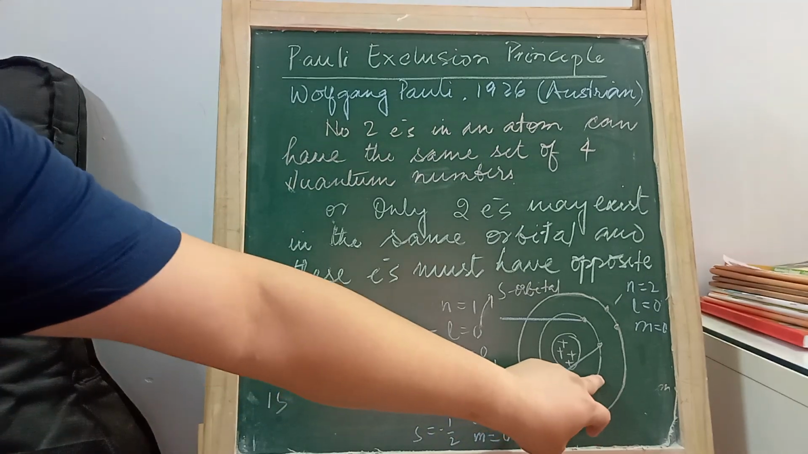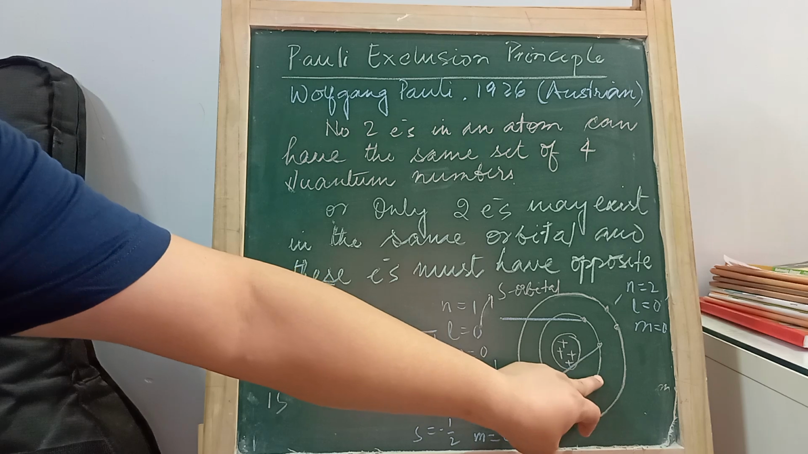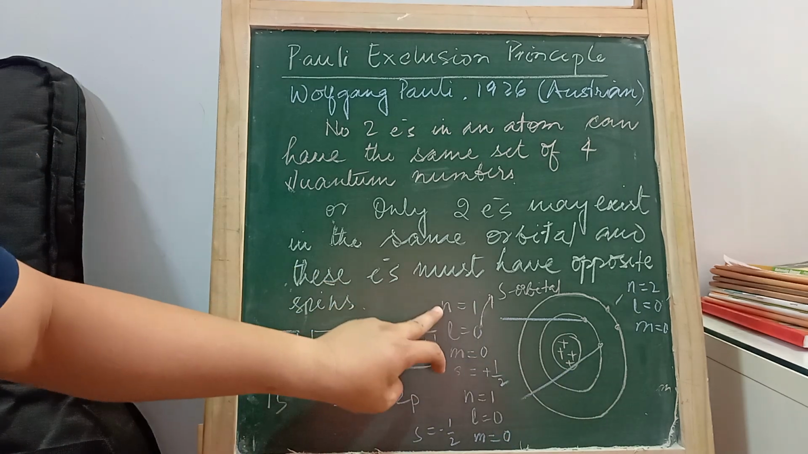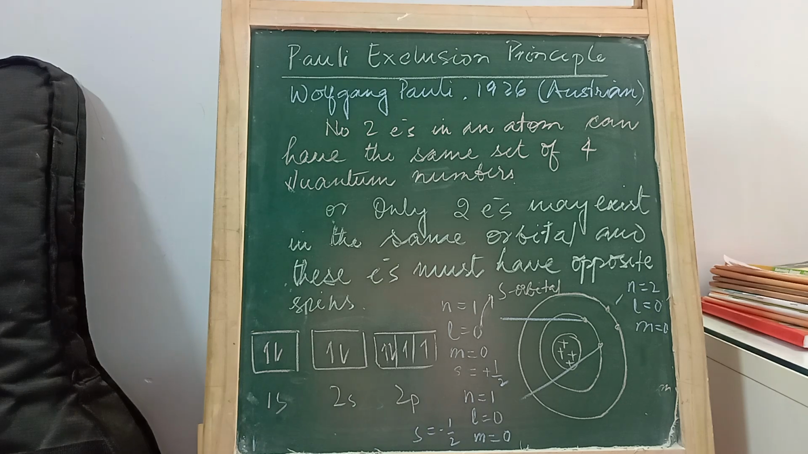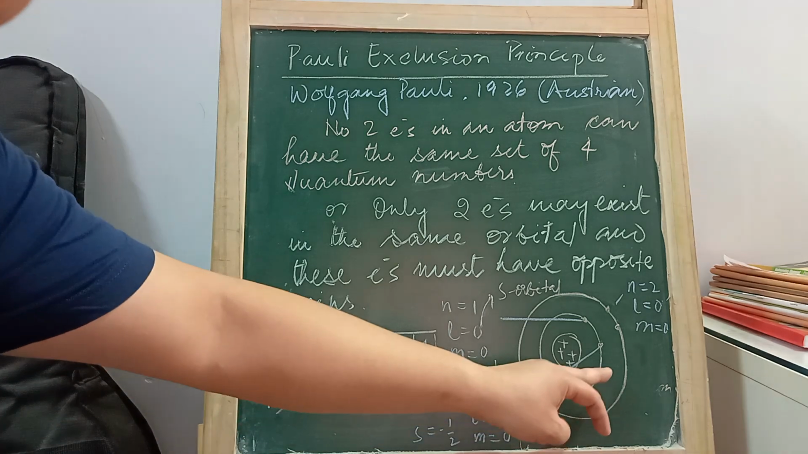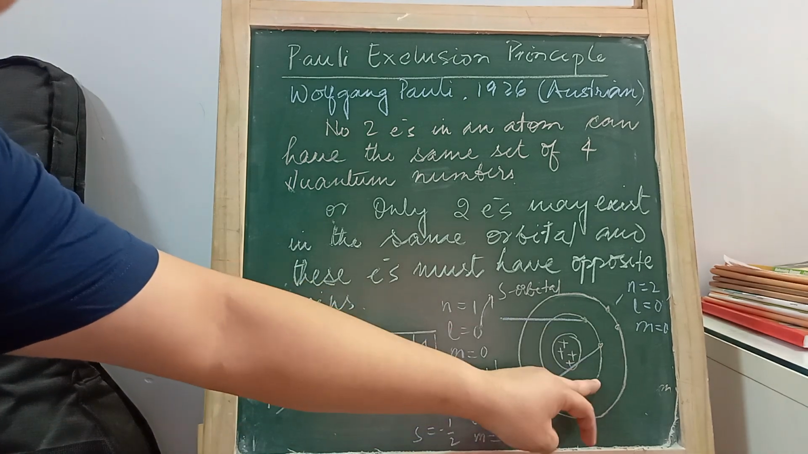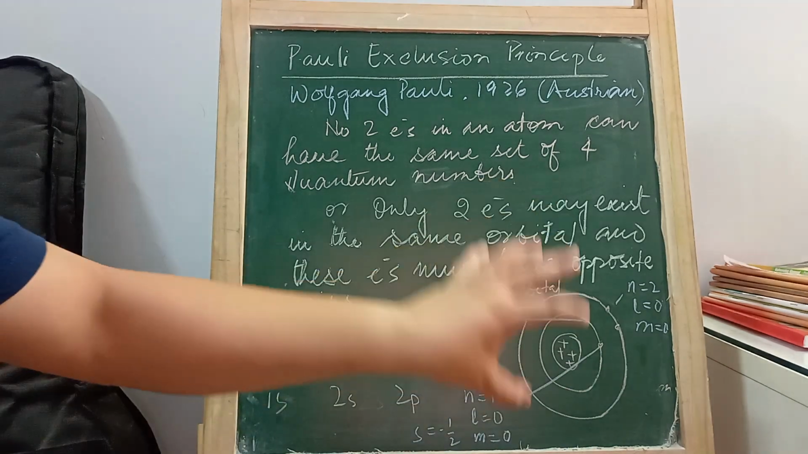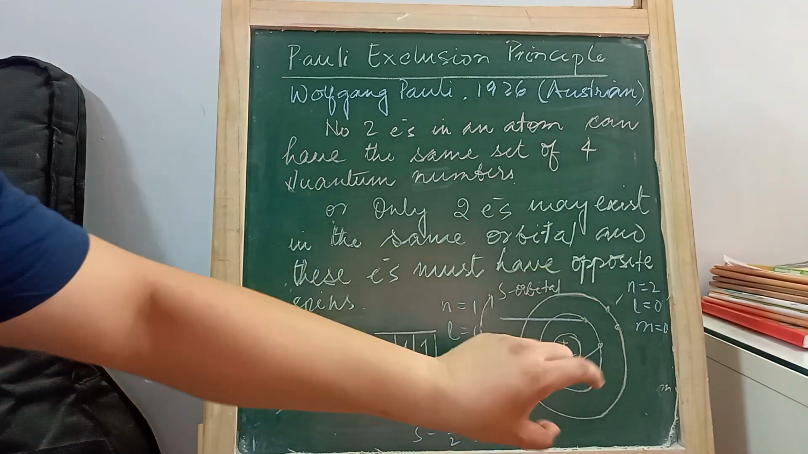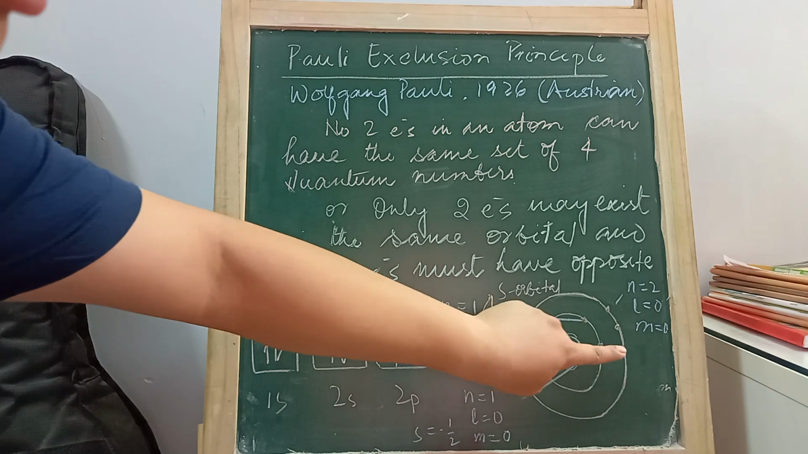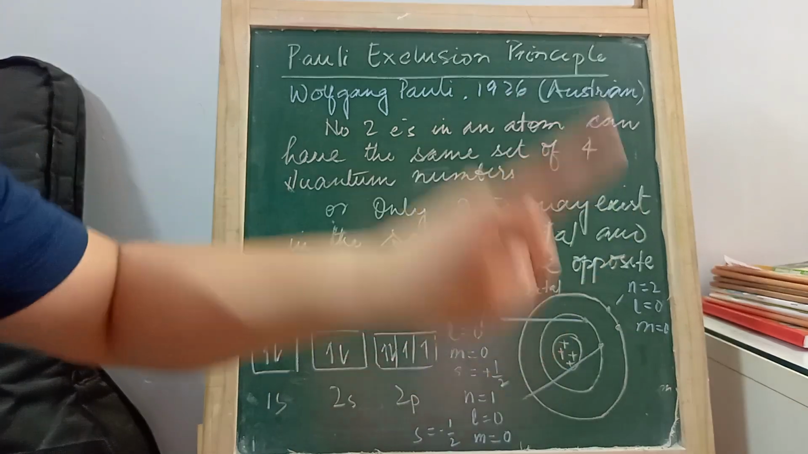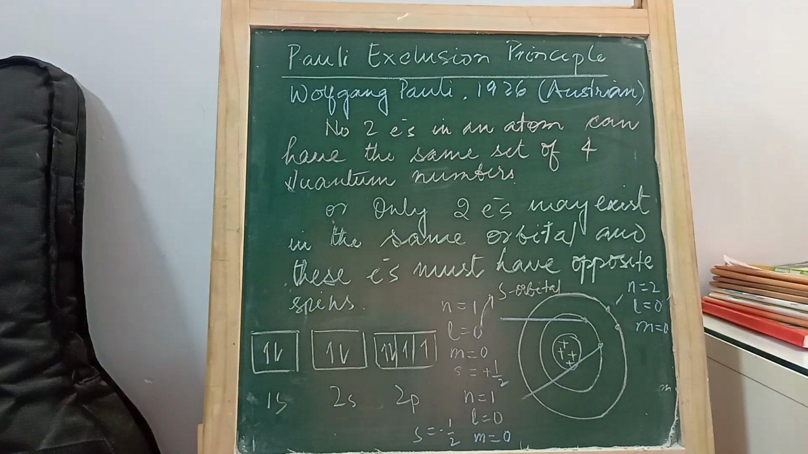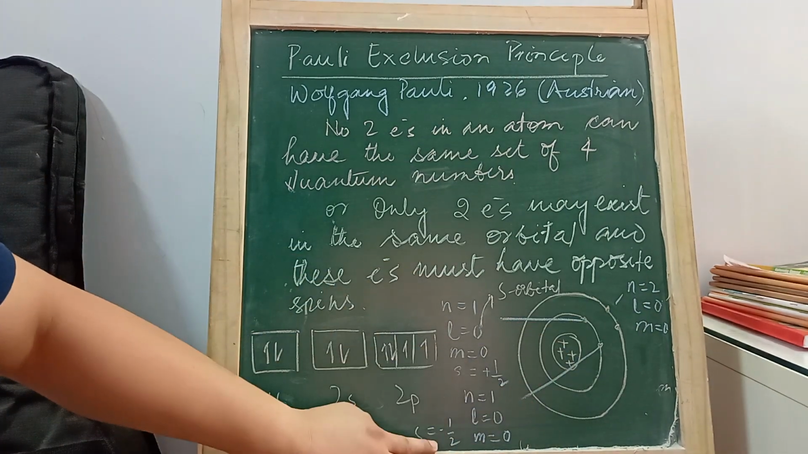If one more electron is present here, it will have the same first 3 quantum numbers, and for the fourth quantum number we don't have any option, it would be the same, either plus half or minus half. So it will be equal to either this or this. So it's not possible to accommodate 3 electrons in one orbital. An orbital can contain a maximum of 2 electrons, and those 2 electrons will differ in their spin quantum number.